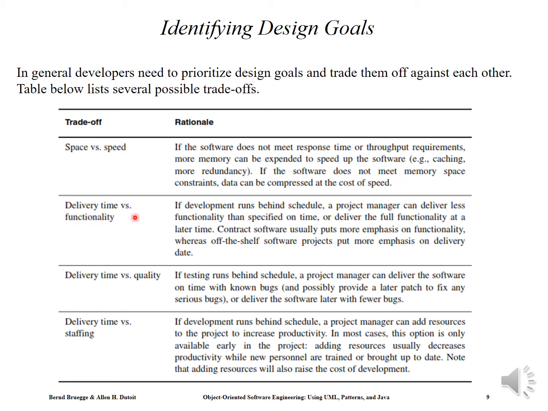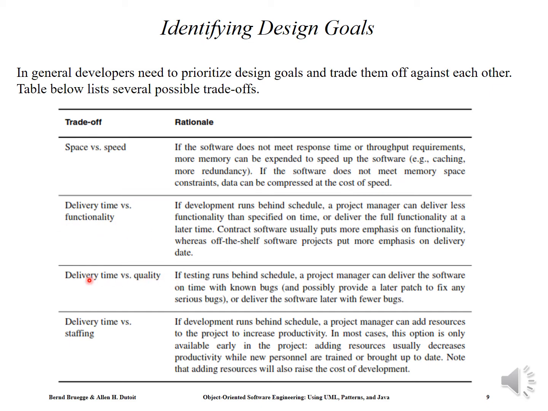Next is delivery time versus functionality. If development runs behind schedule, the project manager can deliver less functionality than specified on time. So if the time to deliver the software is fixed, the project manager can deliver with less functionality. Again there should be a trade-off: if you want to deliver the software on time, you may have to compromise on some functionality.